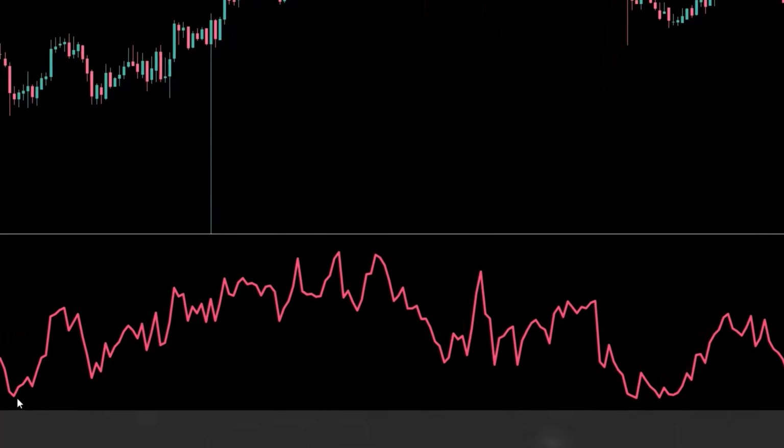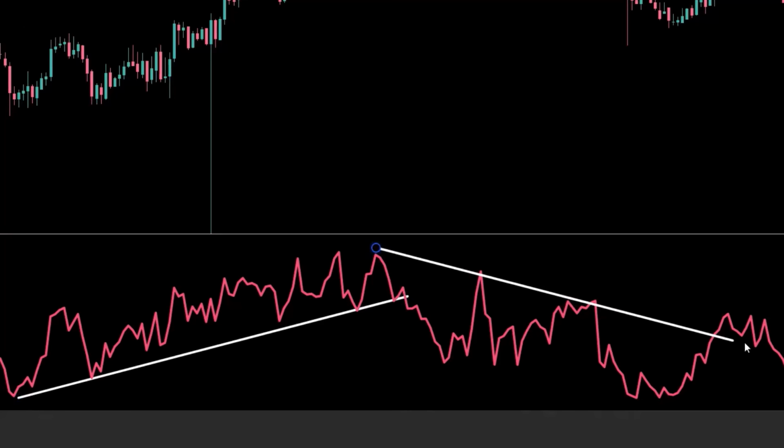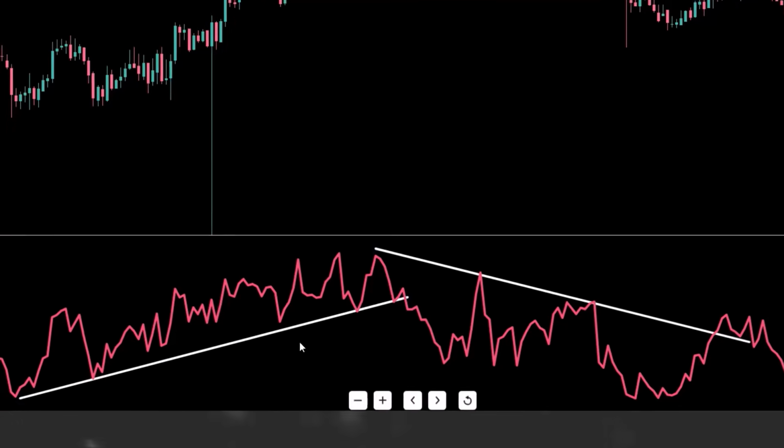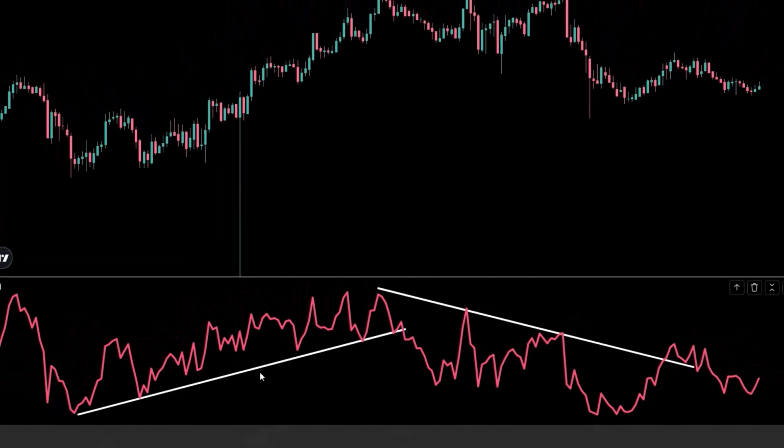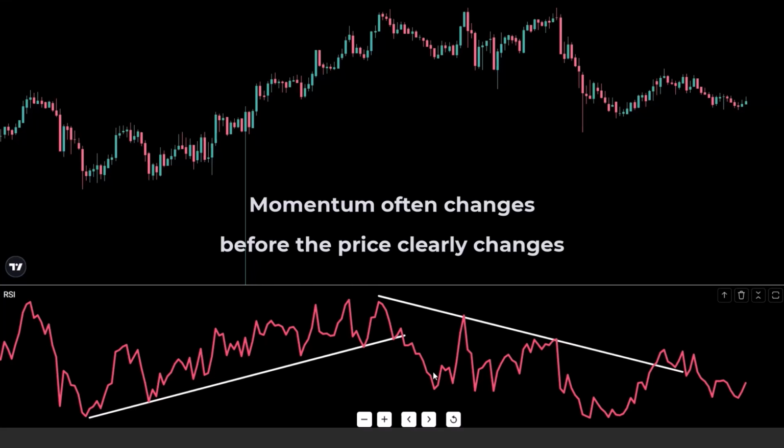In an uptrend, you connect the rising lows of the RSI to draw an upward trend line. In a downtrend, you connect the falling highs of the RSI to draw a downward trend line. These lines help us see the direction of the momentum. And this is important because the RSI does not show price, it shows momentum, which is the strength behind the market move. Momentum often changes before the price clearly changes. Because of this, RSI trend lines can sometimes give us early clues about a possible shift in the market.